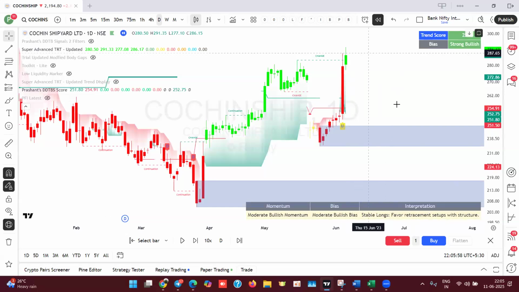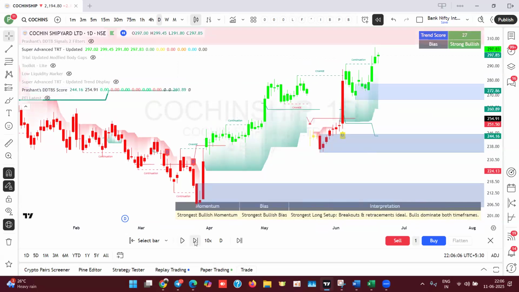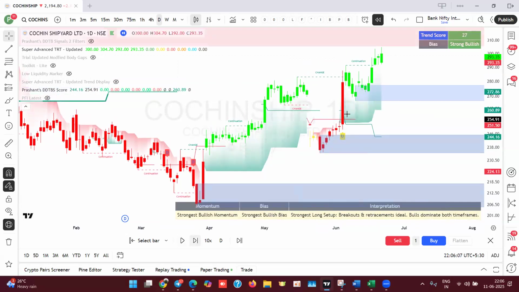What we do? We wait for retracement entry. It came down slightly, gave retracement. It did not give retracement entry here. It gave retracement later on. So thin line here. It came down. Momentum, you can see strongest bullish momentum, gradient is increasing, going higher. If it comes down, gives retracement, it's well and good. Otherwise, it has been clearly mentioned breakouts and retracements both will work.